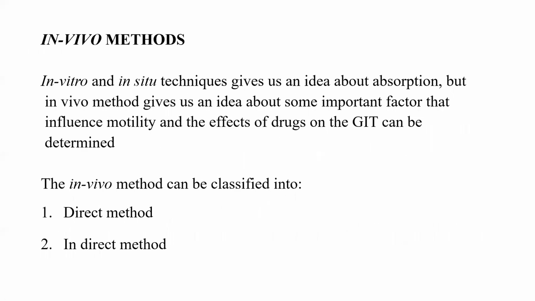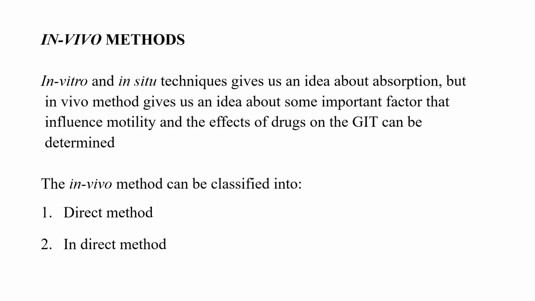And then the second method, the in vivo method. The in vivo method has two types, direct method and indirect method. This method gives us an idea about some important factors which influence motility, and the effects of the drug on the GIT can be determined. It is different from in vitro and in situ techniques, which give the idea about absorption.